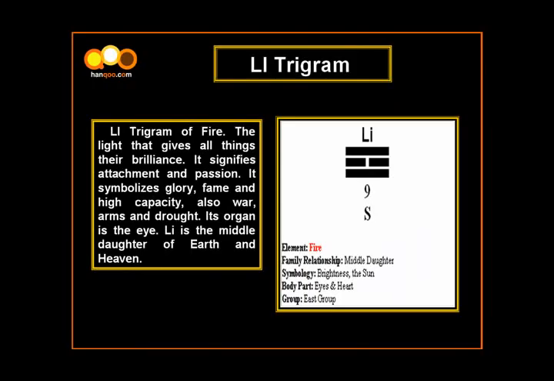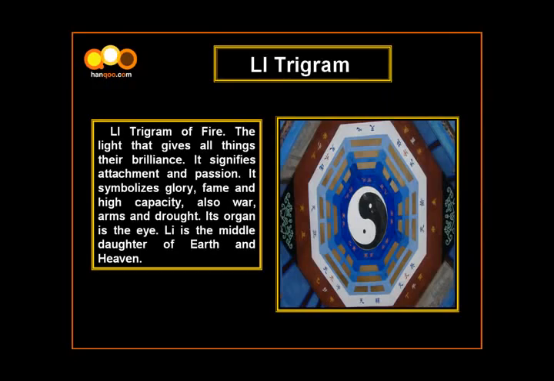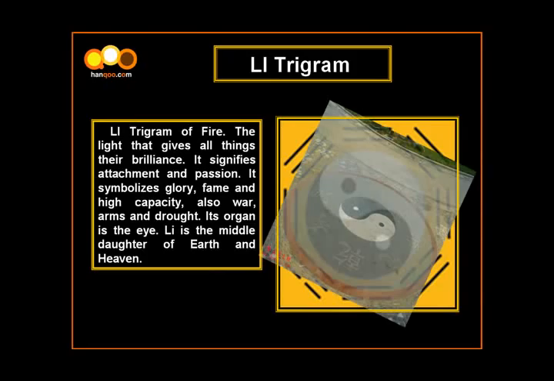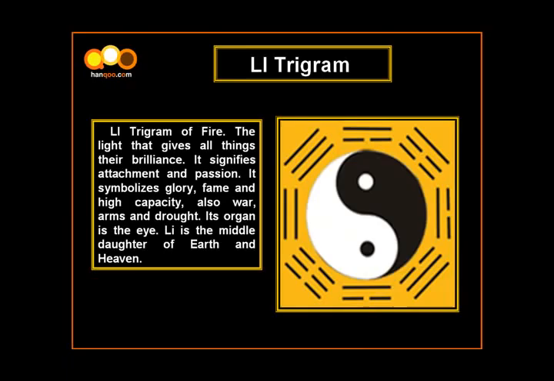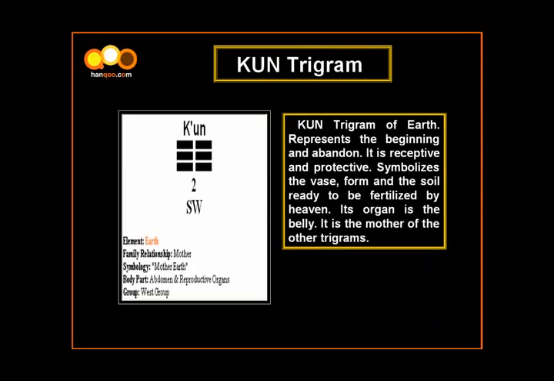Li trigram of fire, the light that gives all things their brilliance. It signifies attachment and passion. It symbolizes glory, fame, and high capacity. Also war, arms, and drought. Its organ is the eye. Li is the middle daughter of earth and heaven.